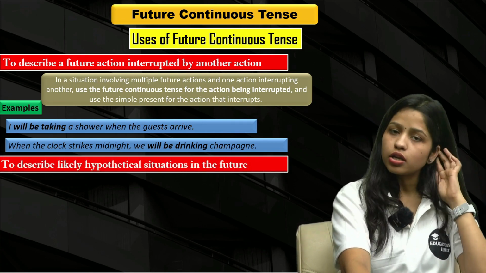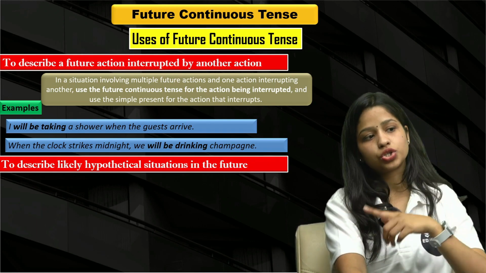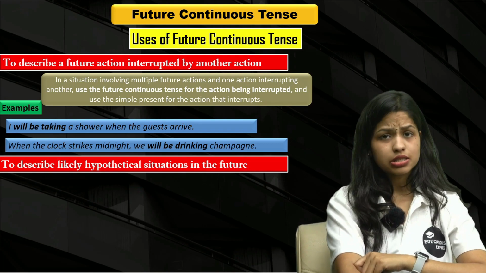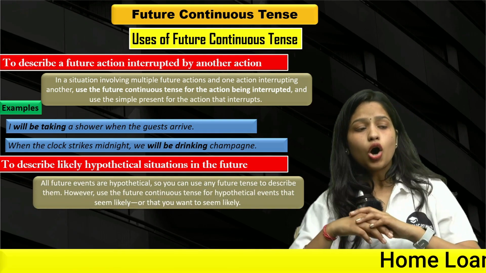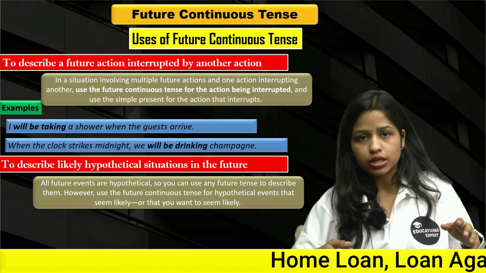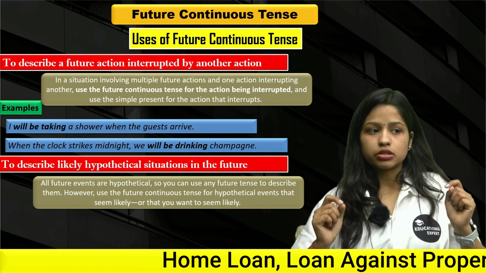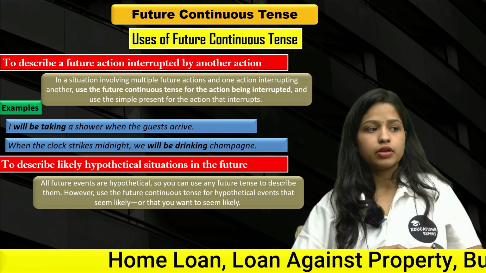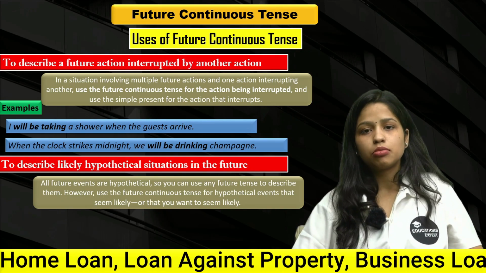Now let's discuss the very last use of future continuous tense, which is to describe likely hypothetical situations in the future. Now, what does hypothetical mean? Let's see. All future events are hypothetical, so you can use any future tense to describe them. However, use the future continuous tense for hypothetical events that seem likely or that you want to seem likely.